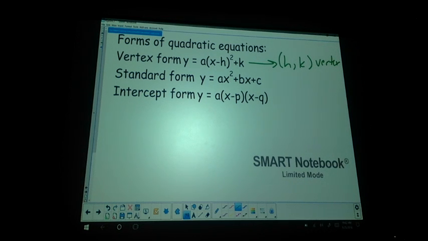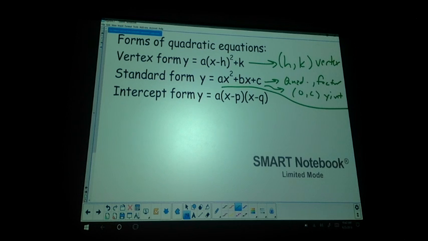ax squared plus bx plus c. What's great about this is your quadratic formula works with this. This is what you factor to figure out where it crosses the x-axis, and so on and so forth. And this does point to, right away, 0 comma c, and that's our y-intercept. Okay? So that's really what our standard form does. It gets us to our y-intercept.